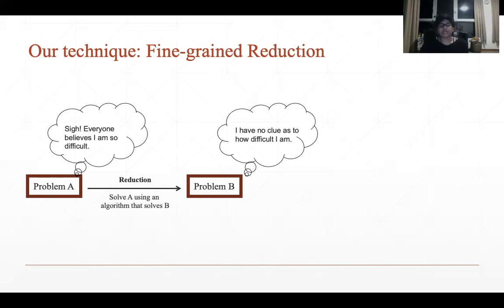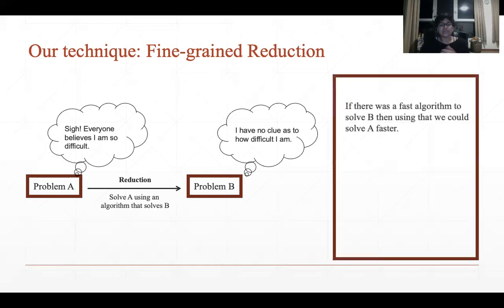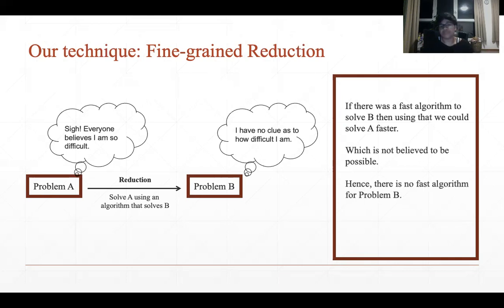Now, how is this going to help us? It's going to help us in this way. Suppose there was a faster algorithm for problem B. Then using this faster algorithm for problem B, we can get a faster algorithm for problem A, which we do not believe is possible. That means there is no faster algorithm for problem B. So what we have done is we have got a lower bound for problem B based on a believed lower bound for problem A.